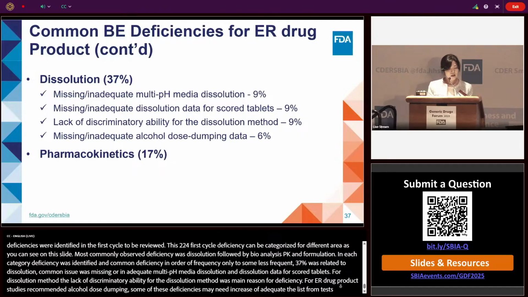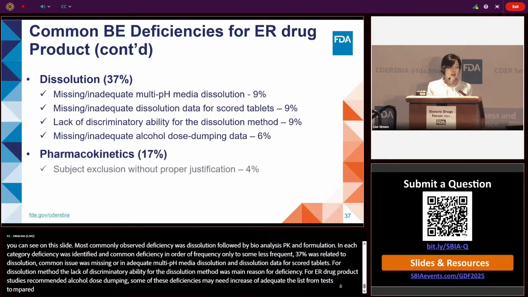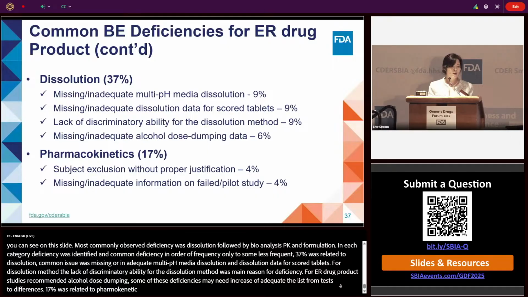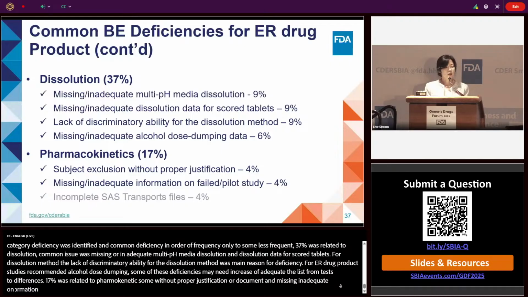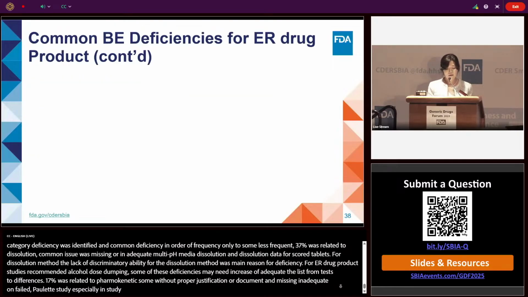17 deficiency was related to the pharmacokinetic. Some ANDA exclude subject without proper justification or document, and missing inadequate information on the failed pilot study, especially in study report, and incomplete SAS transport file was the main theme for this deficiency.